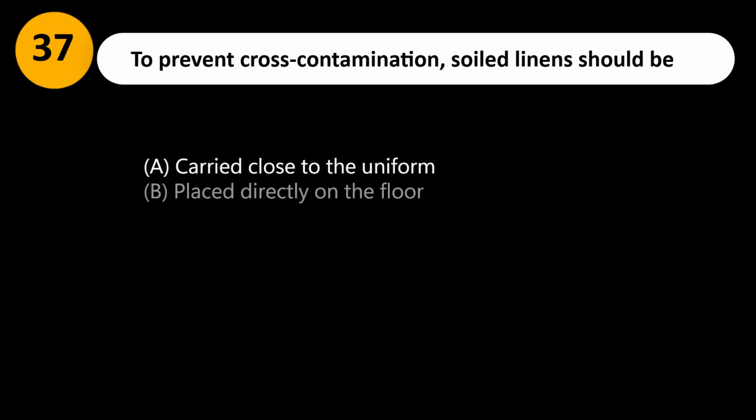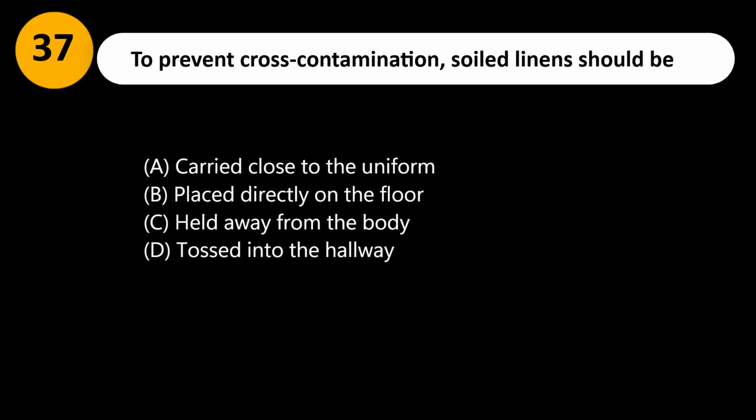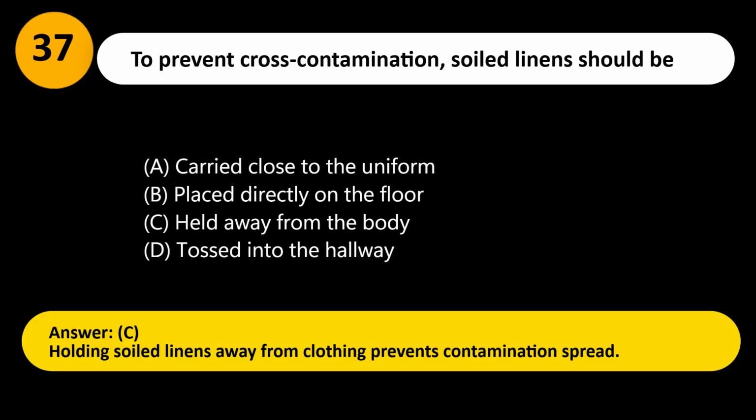To prevent cross-contamination, soiled linens should be A. Carried close to the uniform. B. Placed directly on the floor. C. Held away from the body. D. Tossed into the hallway. Answer: C. Holding soiled linens away from clothing prevents contamination spread.